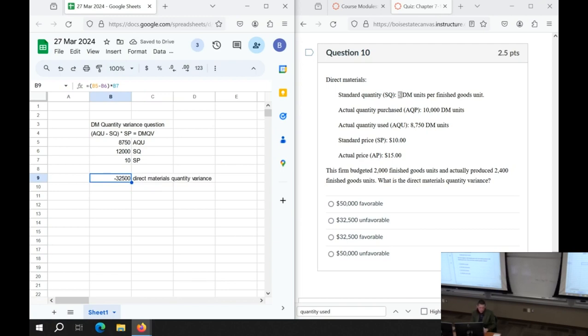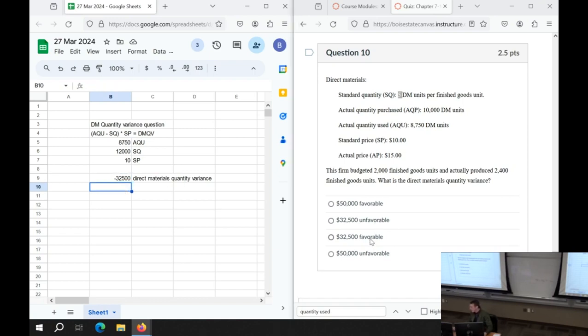Okay, it's a negative number. If you've gone with a sign, that means it's a favorable variance. You can also double check that with the logic: the actual number was lower than the standard number. So given production of 2,400 finished goods units, we used way fewer units of input to get those finished goods units than we thought. That's good. That's to say, efficiency. Sometimes this is even called the efficiency variance in some circles. It has 3 names: quantity, usage, and efficiency, that are commonly used. Efficiency sometimes is only used for the direct labor version of it. Anyway, so this is a 32.5 favorable variance.